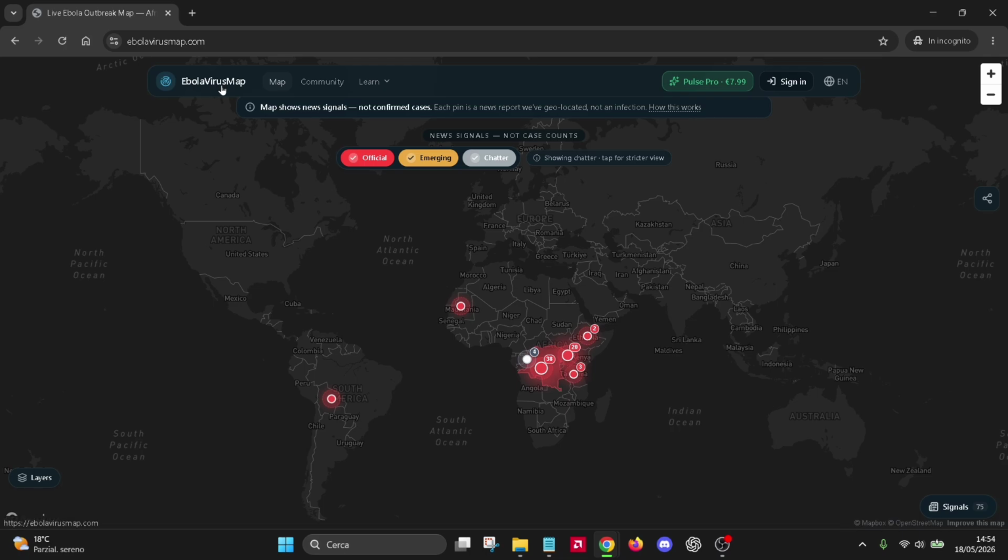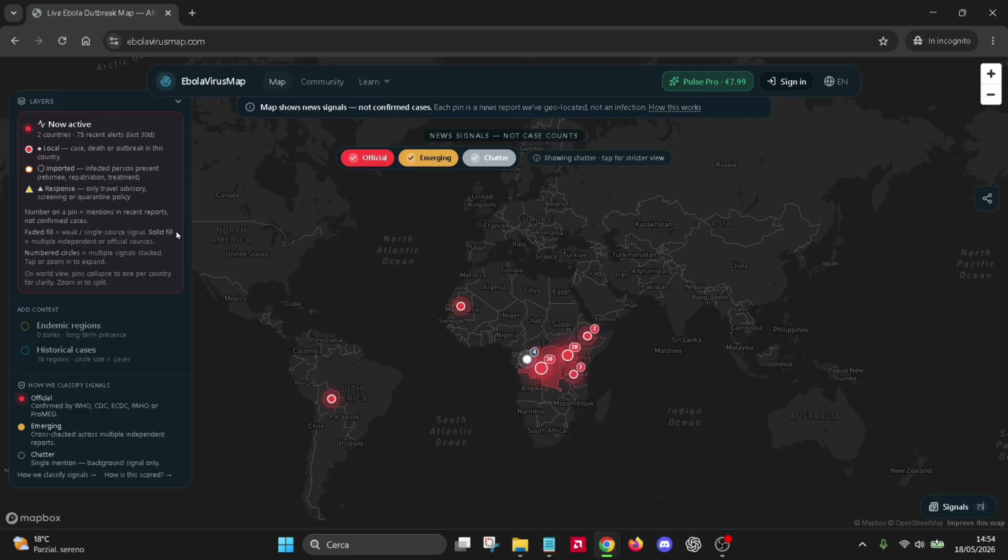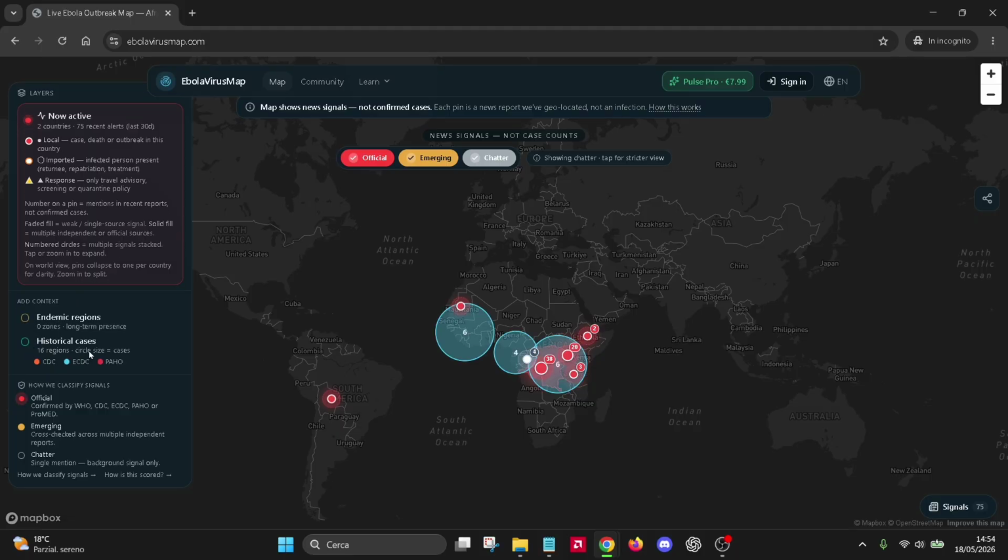Ebola virus map is a powerful real-time dashboard designed to monitor Ebola virus disease and related hemorrhagic outbreaks across the world. What makes this platform particularly interesting is that it combines official public health information with curated news intelligence and geospatial visualization. In other words, it transforms scattered reports and epidemiological updates into a centralized analytical interface.